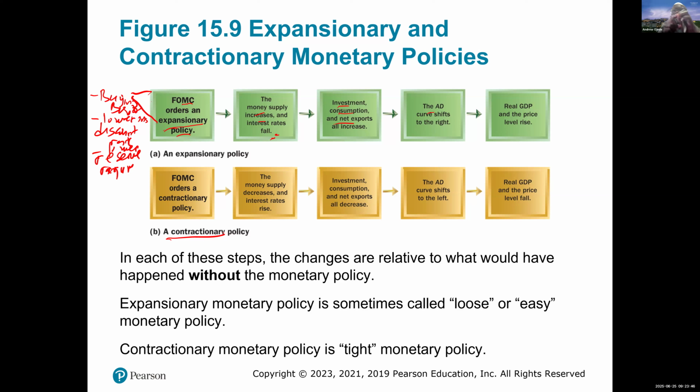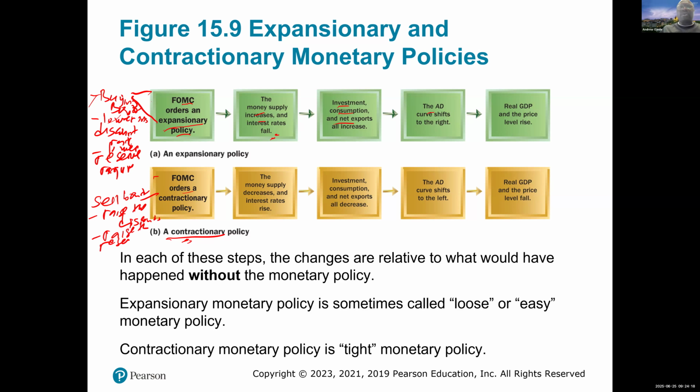So the Fed is going to slow down the economy by contractionary policy, which is the opposite of what I said here. Instead of buying bonds, they're going to what? They sell bonds. That's contractionary. We talked about that. Instead of lowering the discount rate, they raise the discount rate, the interest rate that banks must pay when they borrow money from the Fed. And then they're also going to raise the reserve requirement.